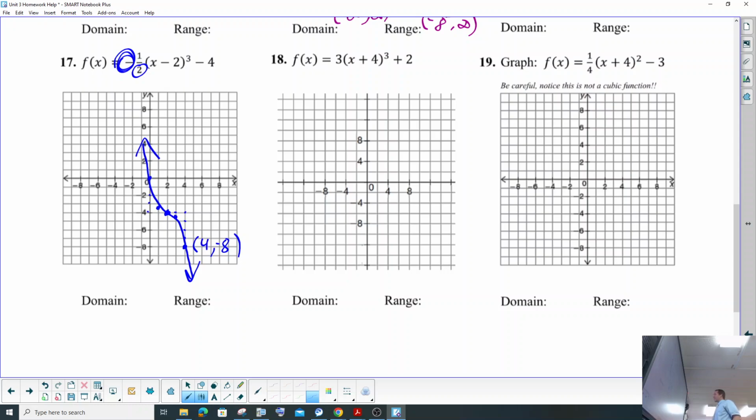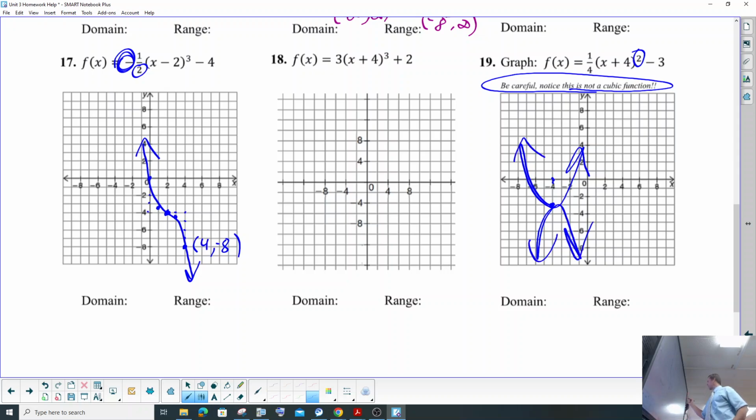Okay, number 18, number 19. Careful, this is not a cubic function. It's a squared. This is a review problem. Remember how to do this? Remember how to do it? So left 4, down 3. And then this is squared, so it's either going to go this way or this way. Which one is it?